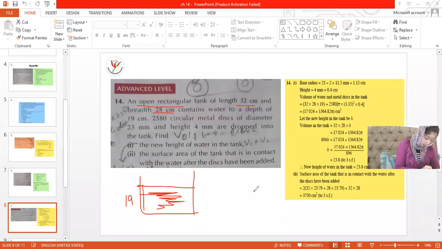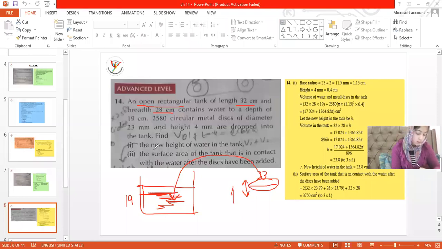2580 circular metal discs. The circular metal discs are like that, of diameter 23 millimeter and height of 4 millimeter. Clear? They are dropped into the tank. When all the discs are dropped into the tank, definitely the water level will rise. There is a tank filled with water to a depth of 19 centimeter. When 2580 discs are dropped into the water, definitely the volume of the water rises.